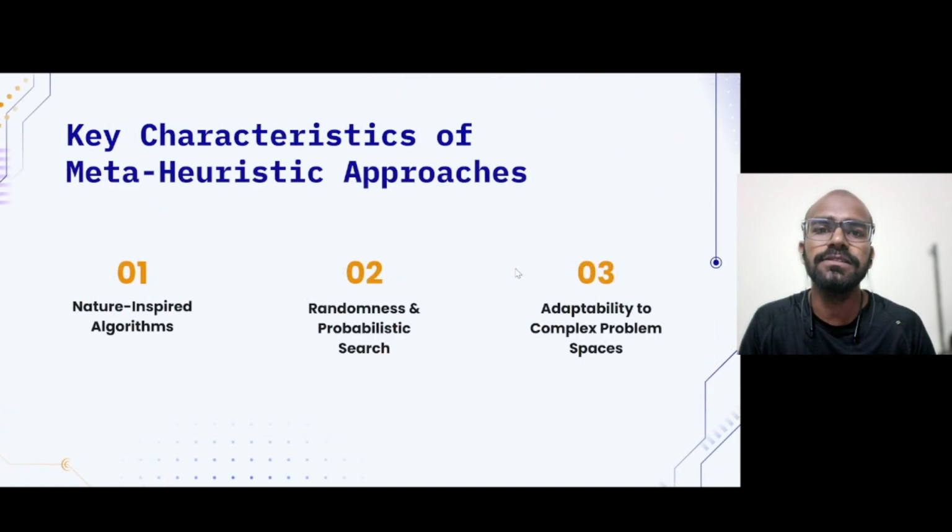The key characteristics of meta-heuristic approaches are: these are nature-inspired algorithms. These are inspired from biological, physical, or social processes. These introduce randomness and probabilistic search. Unlike deterministic heuristics, meta-heuristics use controlled randomness to explore new solutions. These use exploration and exploitation in balance. These are adaptable to complex problem spaces.